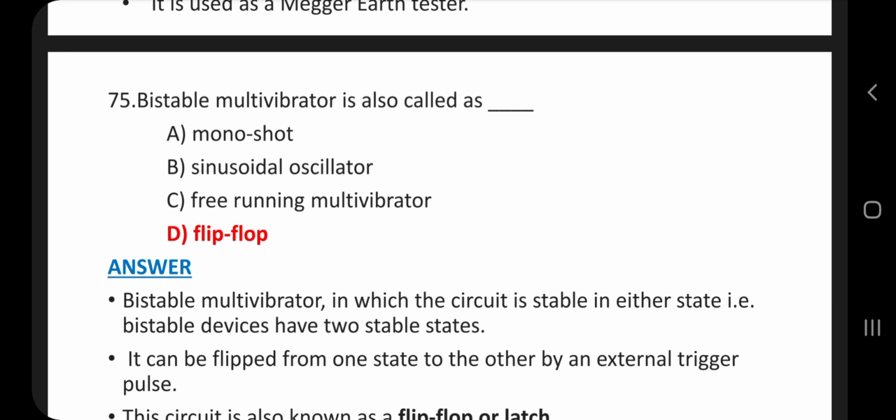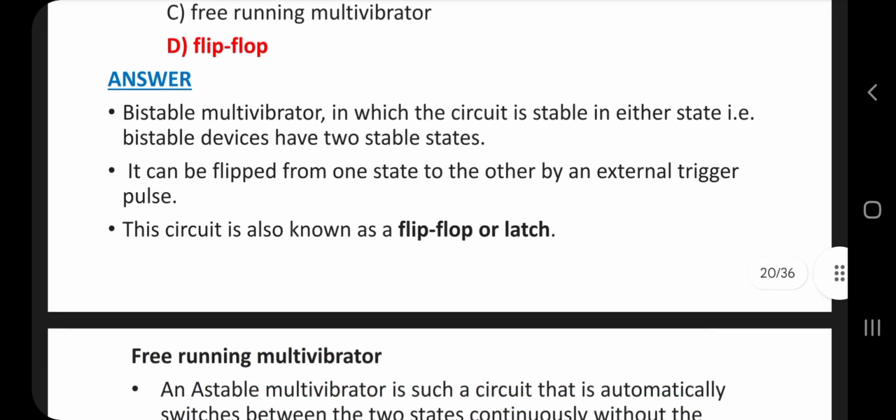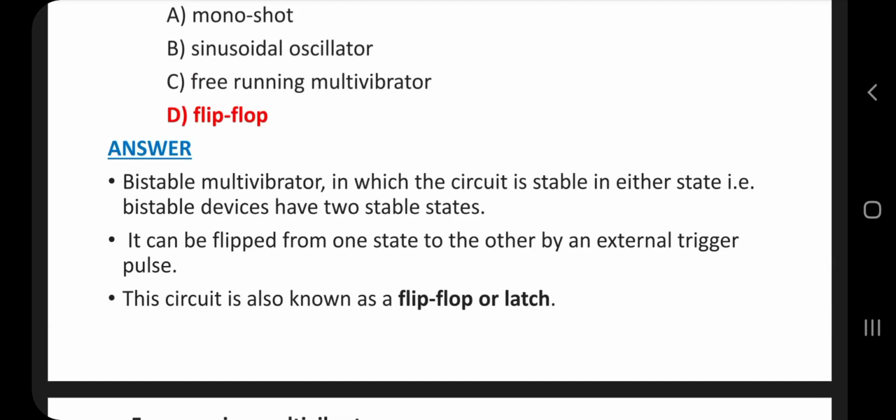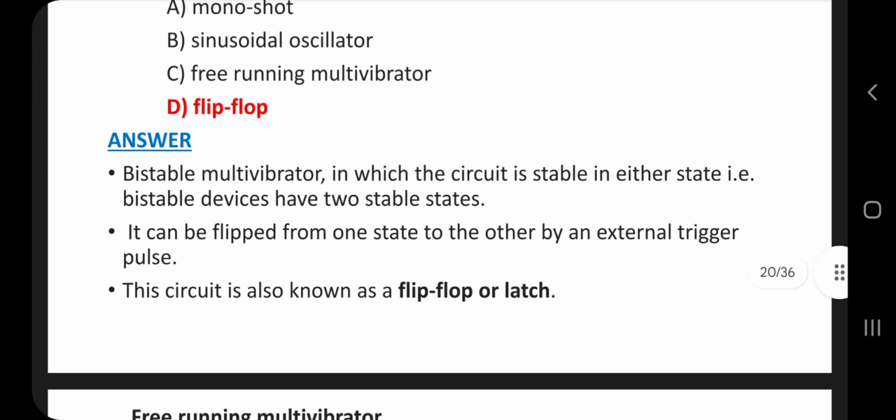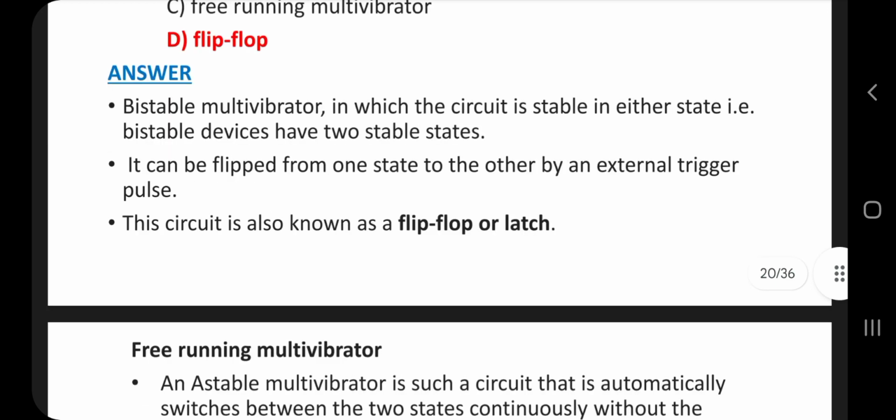Question number 75. Bistable multivibrator is also called as, answer is option D, flip-flop. Bistable multivibrator is a circuit which is stable in either state, that is, bistable devices have two stable states. It can be flipped from one state to the other by an external trigger pulse. The circuit is also known as flip-flop or latch.